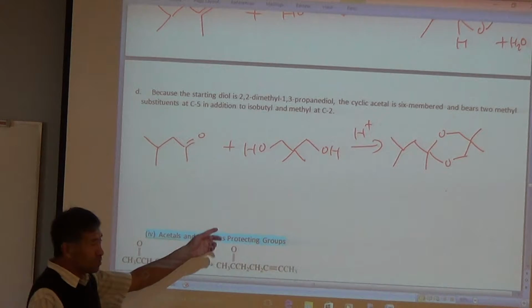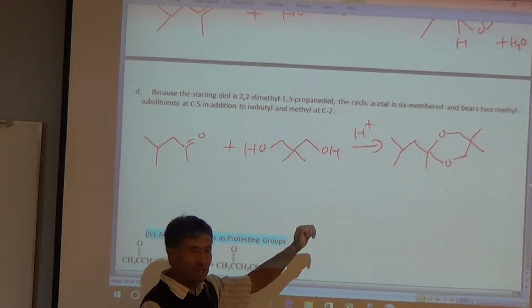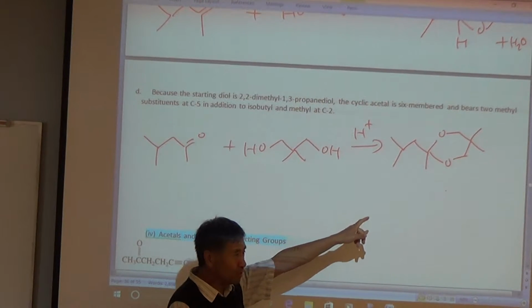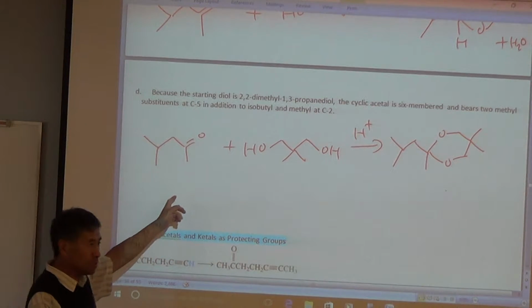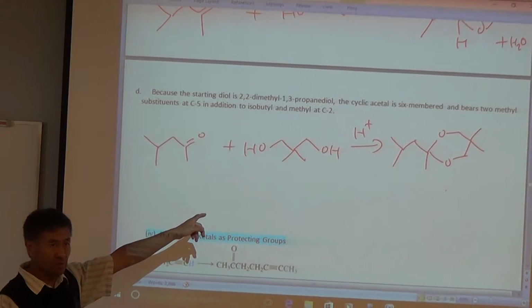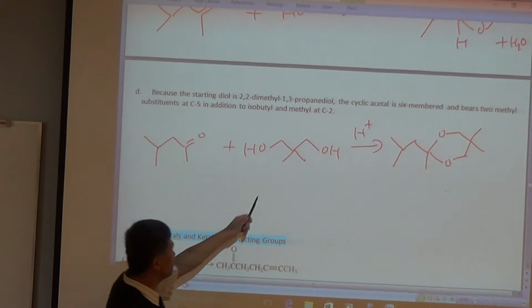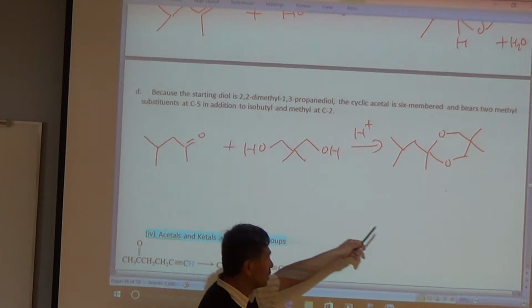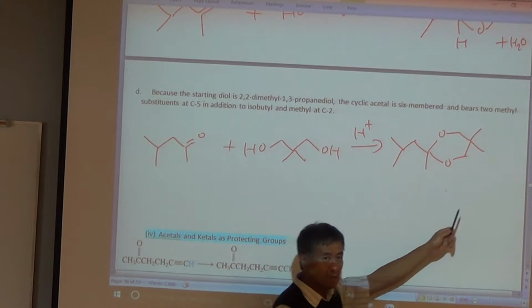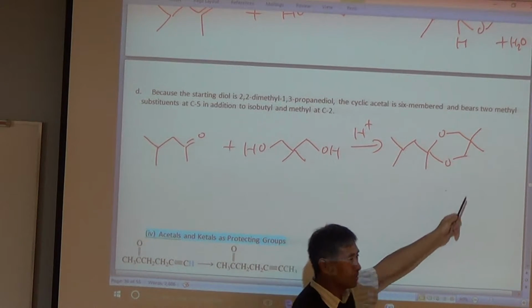I draw my arrow to the right, but the reaction is reversible. Okay? If you add acid, that can break and go back to the aldehyde or ketones and those diols. Okay? So these two C3, two methyls went to there. Okay? Two methyls and two methyls.